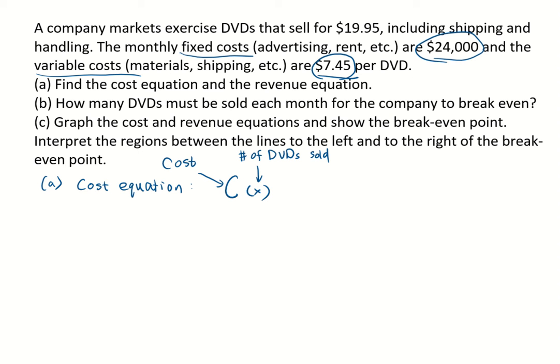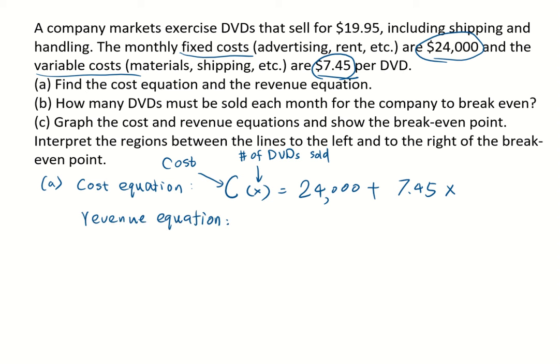per DVD. So the total cost will be first the fixed cost, $24,000 plus $7.45 per DVD times x DVDs. This will be my cost equation.